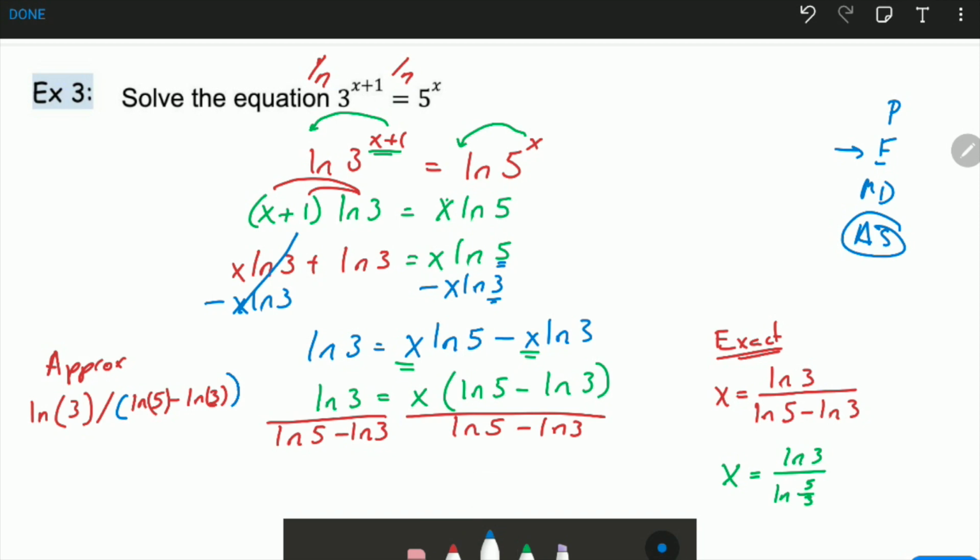See if I can get my calculator to be cooperative. ln of 3 divided by ln of 5 minus ln of 3. So I got 2.151 if I round to 3 decimal places. So that's the approximate answer, and the exact is over there on the right. Two different versions for the exact.